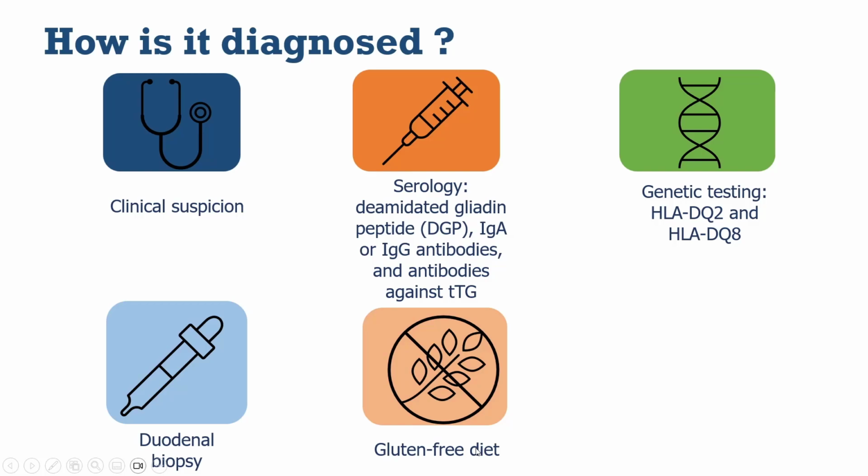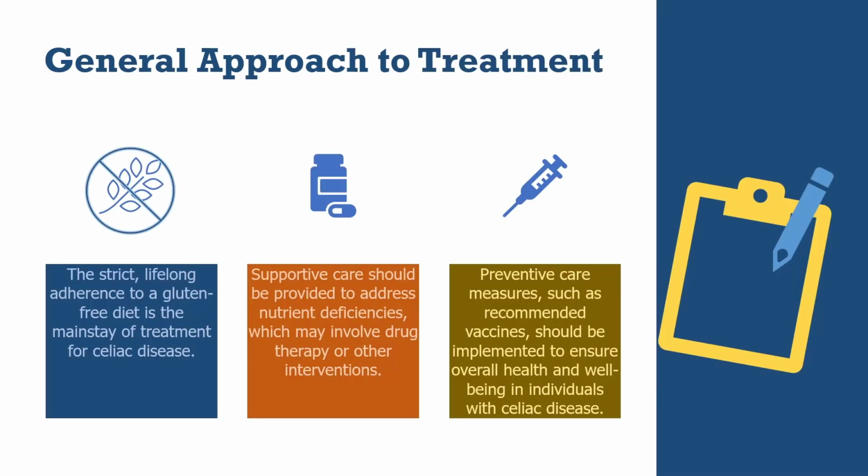Now, diagnostic testing for celiac disease should be conducted while the patient is still consuming gluten. A confirmed diagnosis of celiac disease typically involves two criteria: a positive finding on duodenal biopsy and a positive response to a gluten-free diet. The identification of villus atrophy through small bowel endoscopy and biopsy is considered the gold standard for the diagnosis of celiac disease.